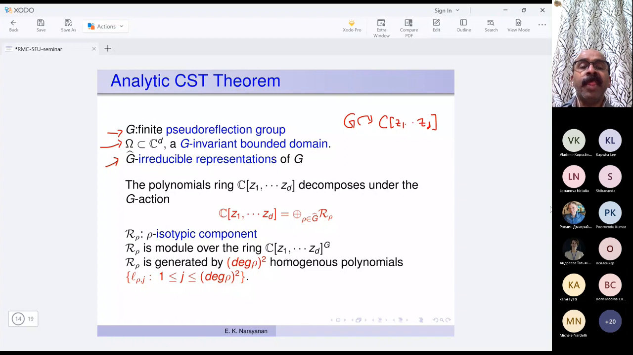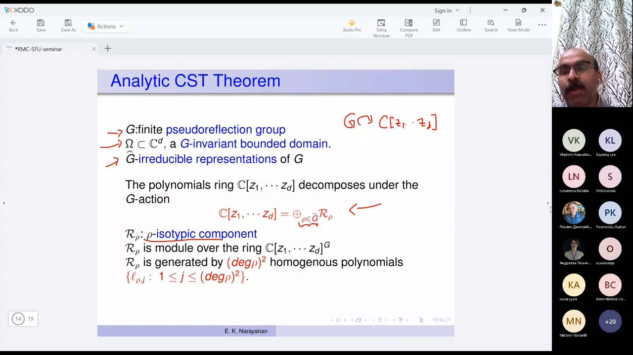Right, G is a finite group, so it will split according to the representations of G. Right, so you are going to get the direct sum over rho in G hat. So these are representations of G. R_rho, what is R_rho? R_rho is the corresponding isotypic component. Okay, isotypic components. So rho is a representation of G, and you look at polynomials that transform according to rho. Right, that is your corresponding isotypic component.